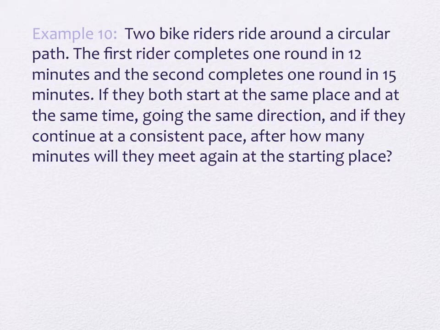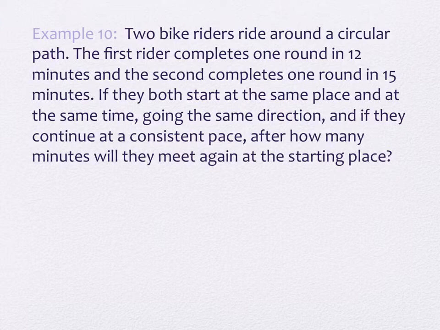There's a lot of conditions in order to make this true. Two bike riders ride around a circular path. So imagine them going around a park or around a track and field track, okay? So they're just going around and around and around. The first rider completes one round in 12 minutes. Maybe they're going around a lake. Okay, no shortcuts through the lake. And the other one can complete that same lake round, or that same circular path, in 15 minutes.